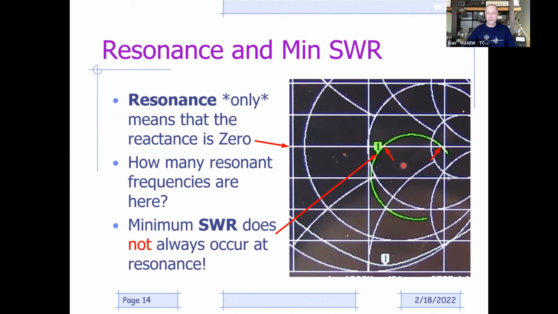And the reality is that you will generally get more efficient operation by operating at the minimum SWR point, and not the resonant point. They're usually reasonably close, but they don't have to be, because generally the closer you get to your ideal 50 ohm resistive point, the smaller the reactive component is going to be. But it isn't always going to be 0.